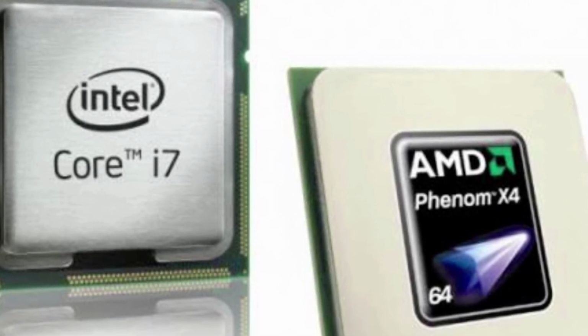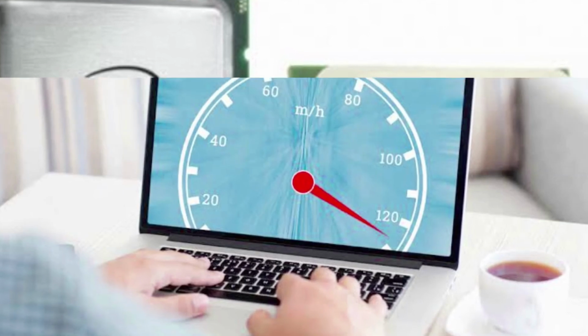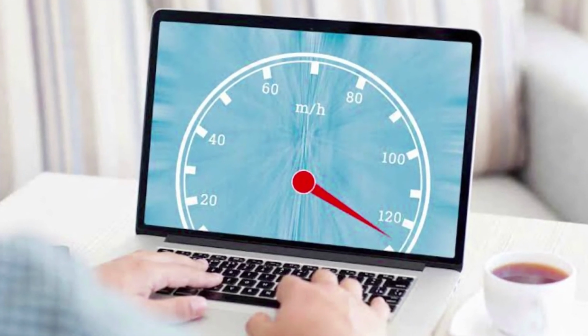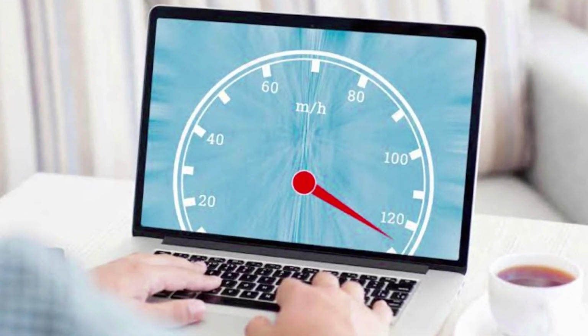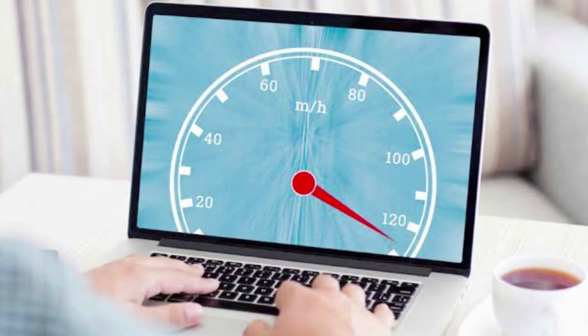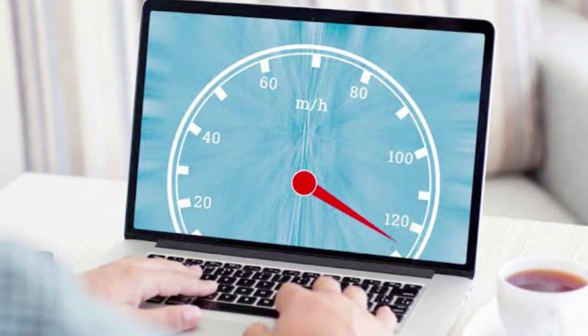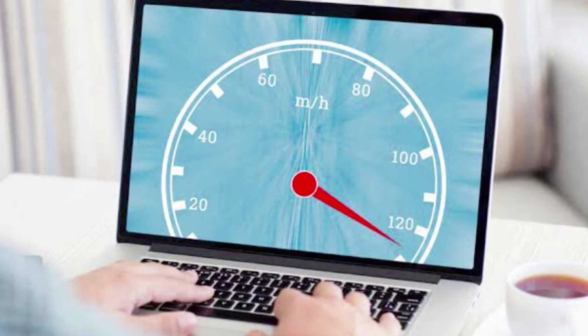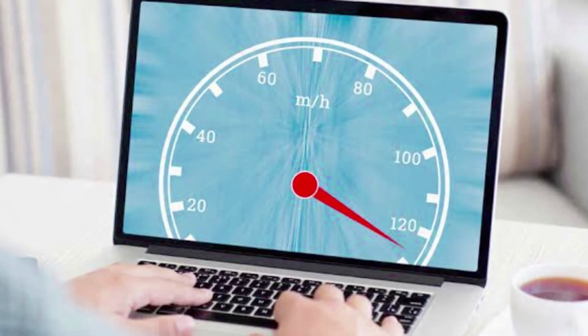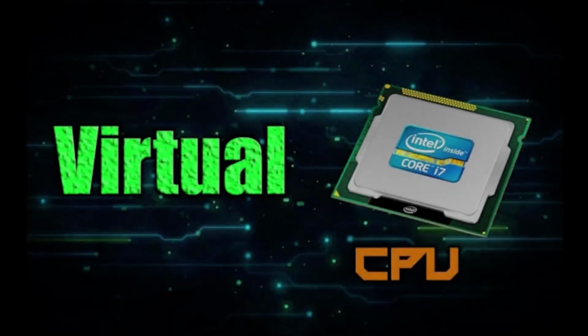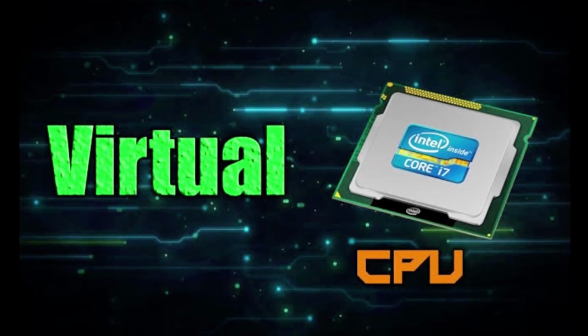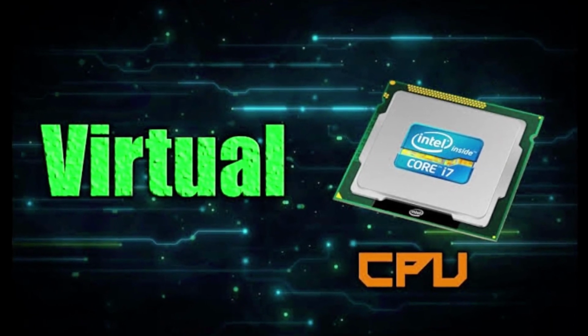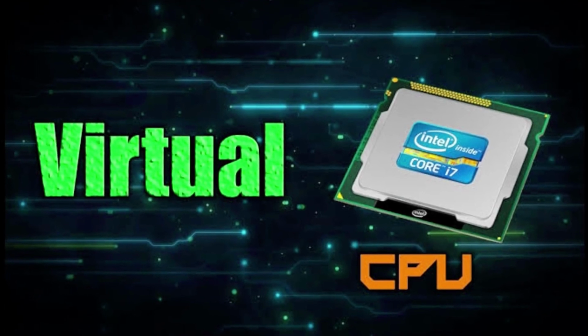If a CPU can only process a single set of instructions at one time, then it is considered a single-core processor. If a CPU can process two sets of instructions at a time, it is called a dual-core processor. 4 sets would be considered a quad-core processor. The more cores, the more instructions at a time a computer can handle.